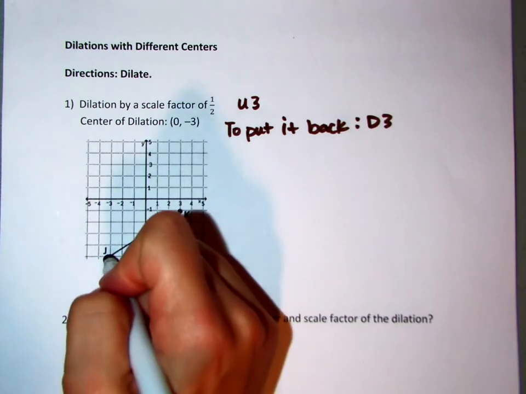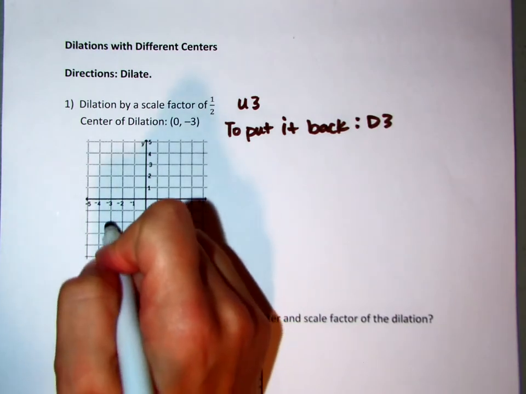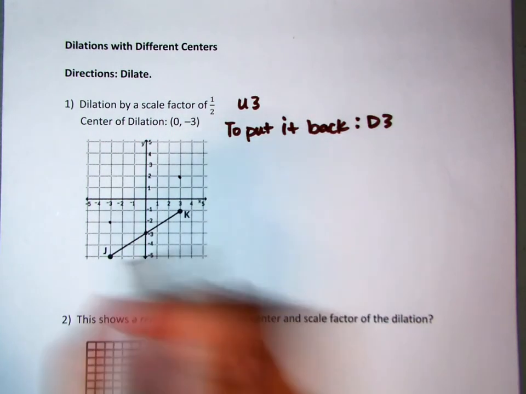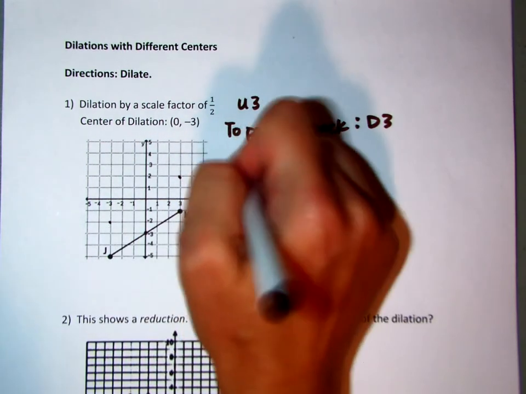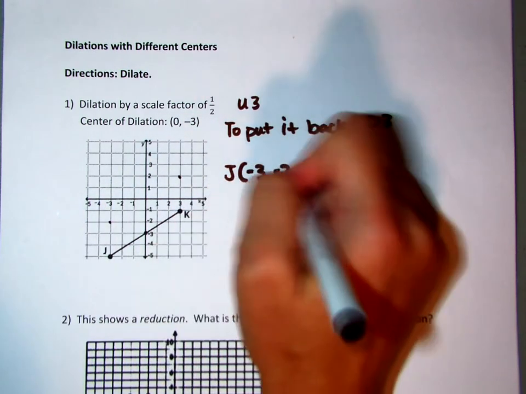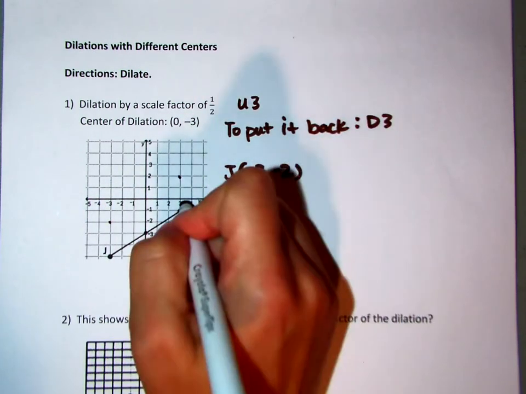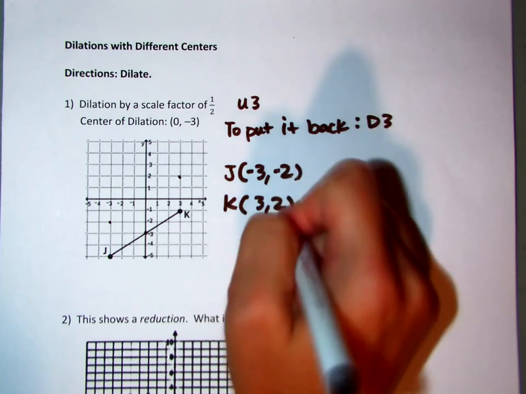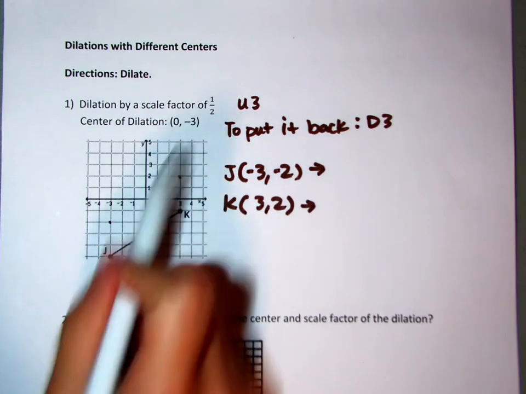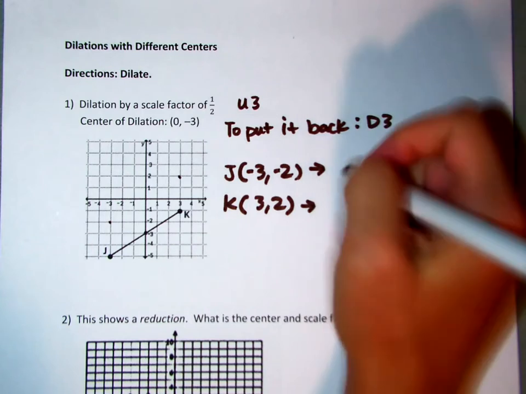So now if we take every single point here and we go up 1, 2, 3, and we take the K and go up 1, 2, 3, then we're going to find what our J is currently. J is here at (-3, -2), and K is here at (3, 2). Now we're ready to dilate this by its scale factor now that we've moved it up. So when we dilate, we're going to dilate by 1/2.